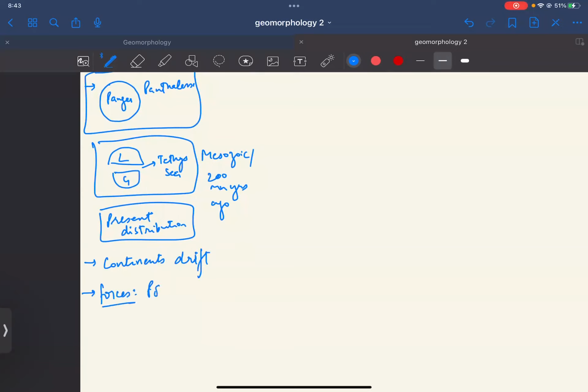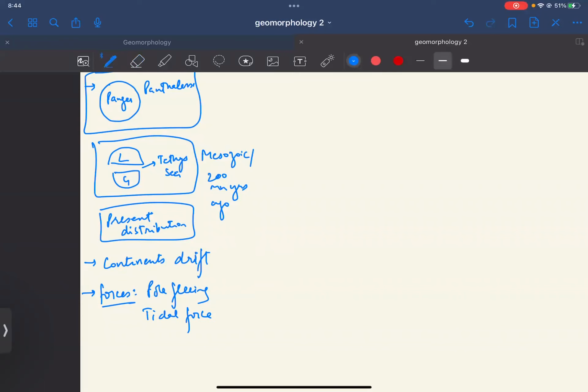Two forces कहा था इसने, pole fleeing force and tidal force. Tidal force is due to gravitational force, the gravitational pull of Earth and Moon, and pole fleeing force is due to rotation of the Earth. Be clear. Pole fleeing force, that means this is pole. So due to rotation of the Earth, every object is escaping the poles. So they're moving towards the equator. So this is pole fleeing force.